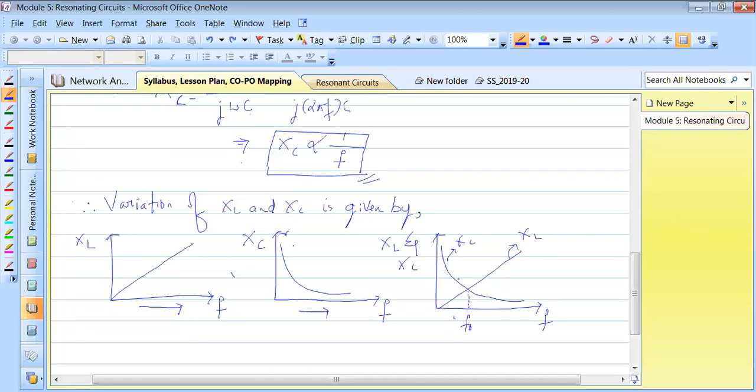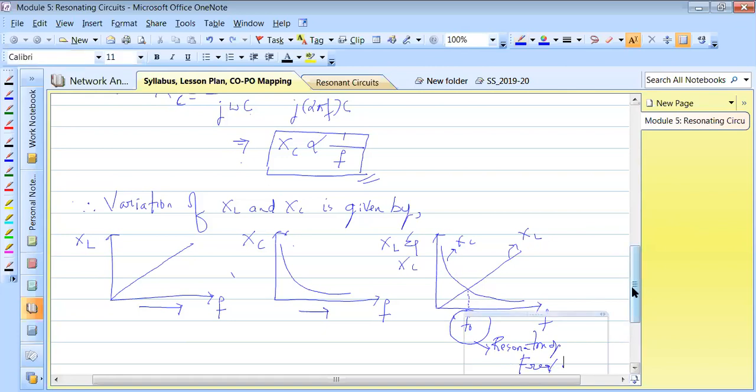Okay, XC is coming down, whereas XL is going up. But at some point, both XC and XL will intersect. That means the value of XC and the value of XL would become equal at f equal to f naught. This is where I call the circuit resonating. So this is called the resonating frequency.